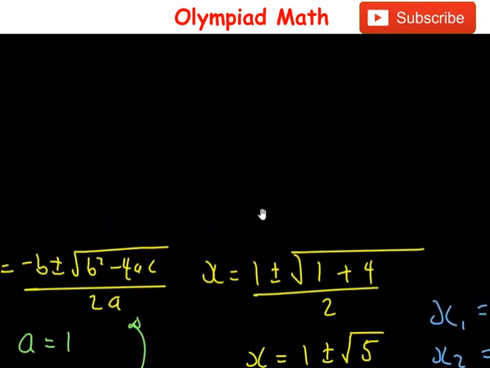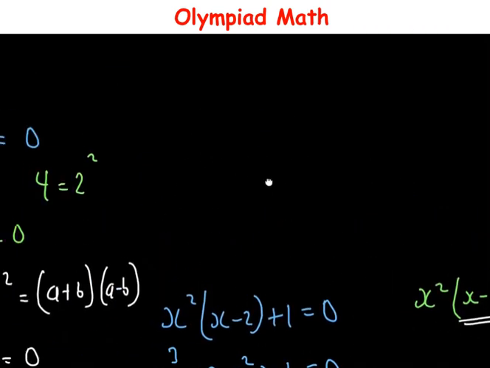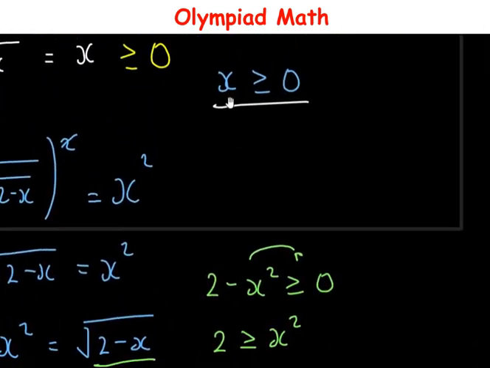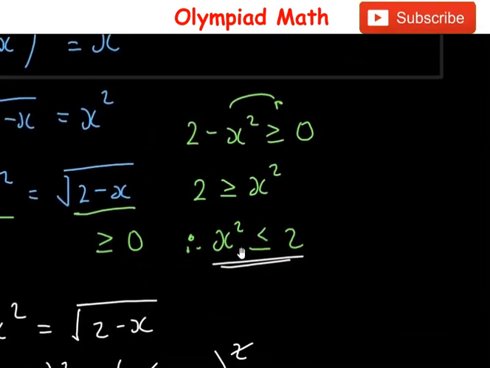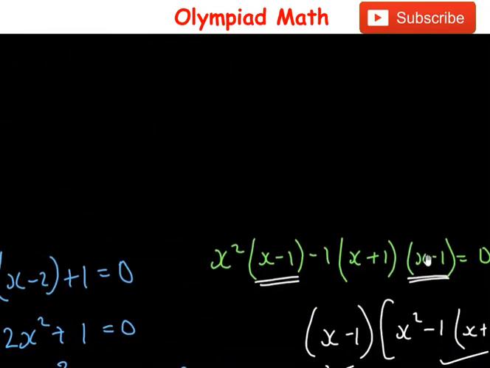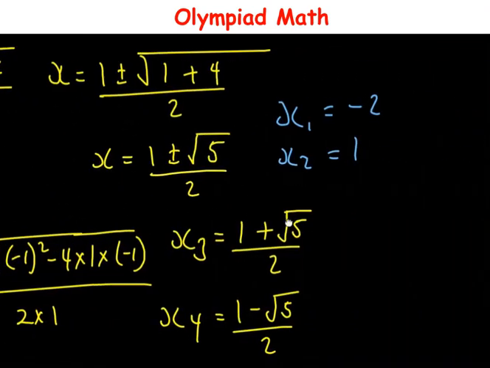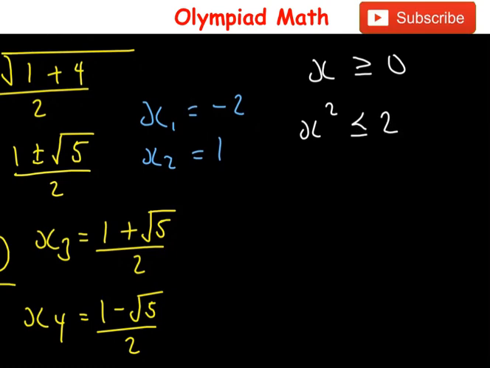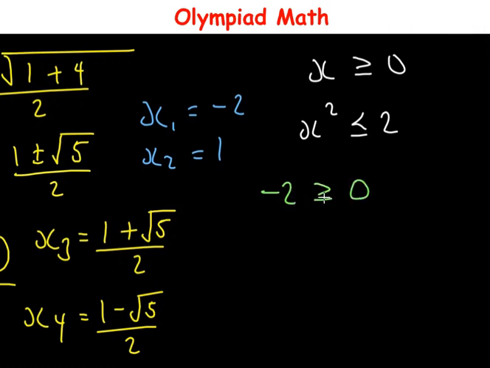Now recall that from here we have the conditions to check for the valid solution of x, and the two conditions are these: first, x must be greater than or equal to 0, and x squared should be less than or equal to 2. So these two conditions are the conditions to check for the validity of the solution of x. So for the first value of x as minus 2, we have x is minus 2. Now minus 2, this is not greater than or equal to 0.